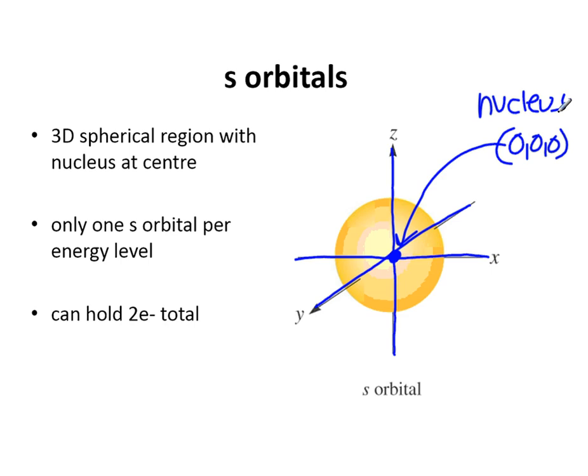There's only one type of s orbital, only one spherical shape. This happens in each energy level. And this type of orbital can only hold 2 electrons. So 2 electrons will spend their time within that orbital.